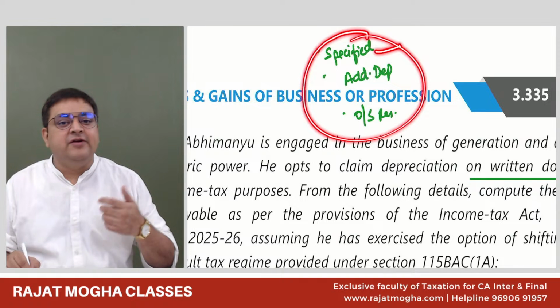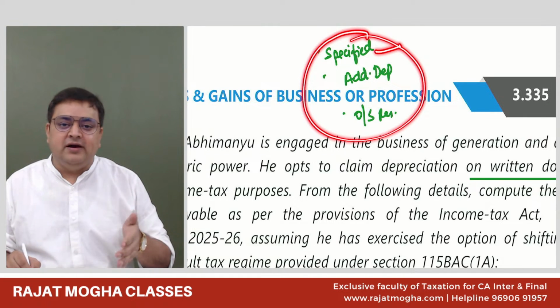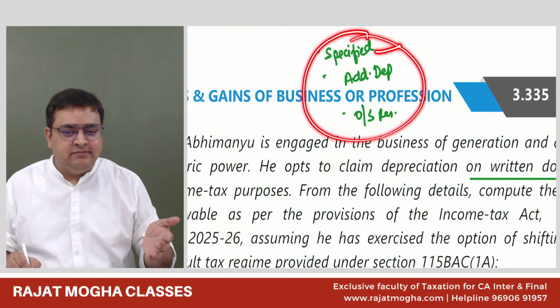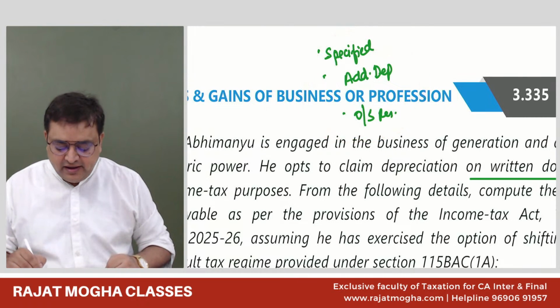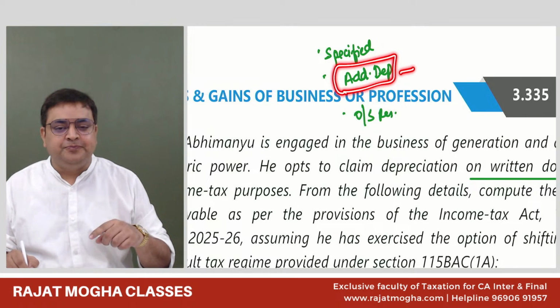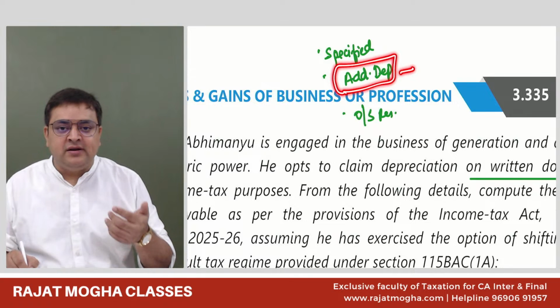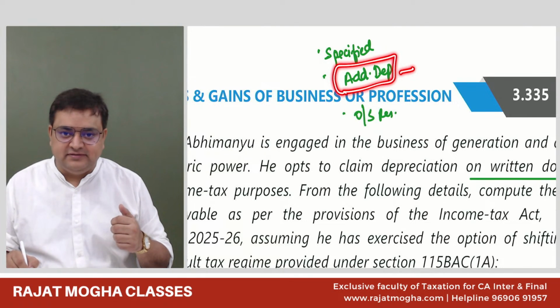Specified business 35 AD. Remember those 14 businesses? That 35 AD is only available under optional regime. Under default, we don't get it. Additional depreciation is only under optional regime. But remember, additional depreciation is given to the assessee who are engaged in manufacturing business.